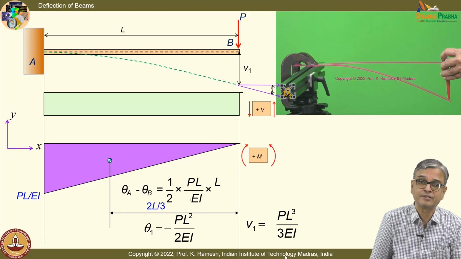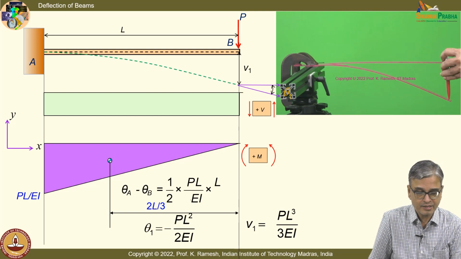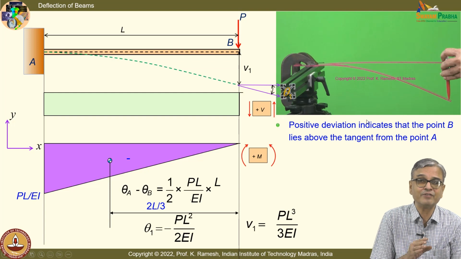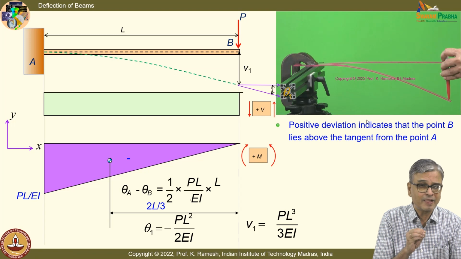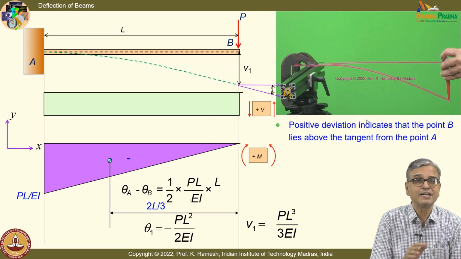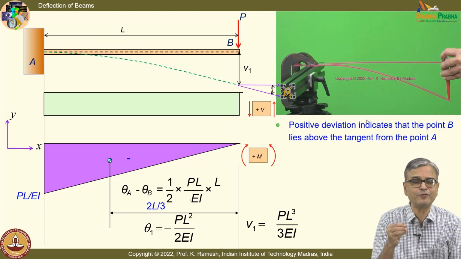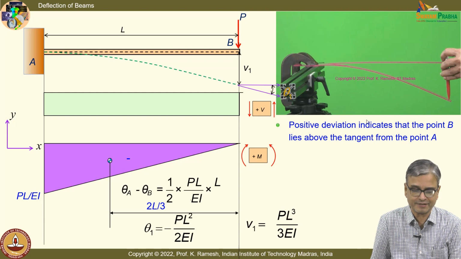Deflection is shown, okay. So this is what it says: positive deviation indicates that the point B lies above the tangent from point A, which is seen. That's what it gives. The sign convention in moment area method is not very convenient for you to interpret. So it is better that you determine the area and the first moment of area, write the elastic curve and associate the sign, or label it directly on the diagram. Even if you label it directly on the diagram, the problem is done.